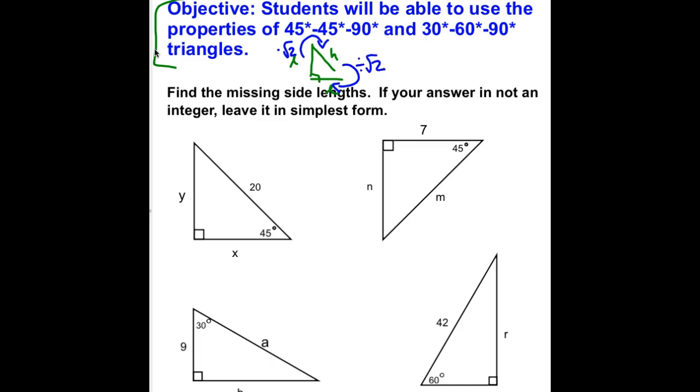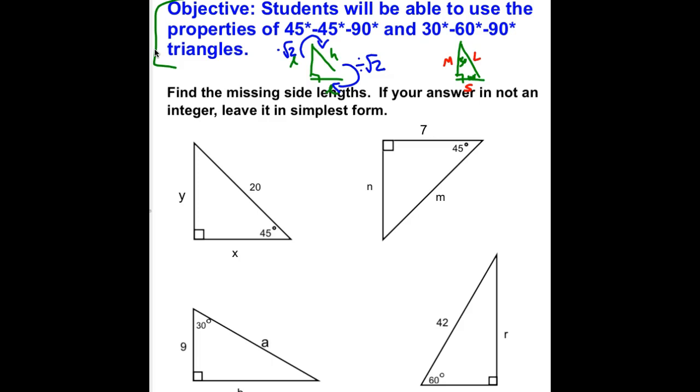And those are for our 45-45-90s, but we also have 30-60-90. So for a 30-60-90 triangle, draw this picture. We've got a right angle. We've got our little angle up here of 30 degrees, and our big angle down here of 60 degrees. And when this happens, we have what we call a small, medium, and large side. Across from the smallest angle of 30 is your small side. Across from the medium angle of 60 is your medium side. And across from the 90 degrees is your large side.